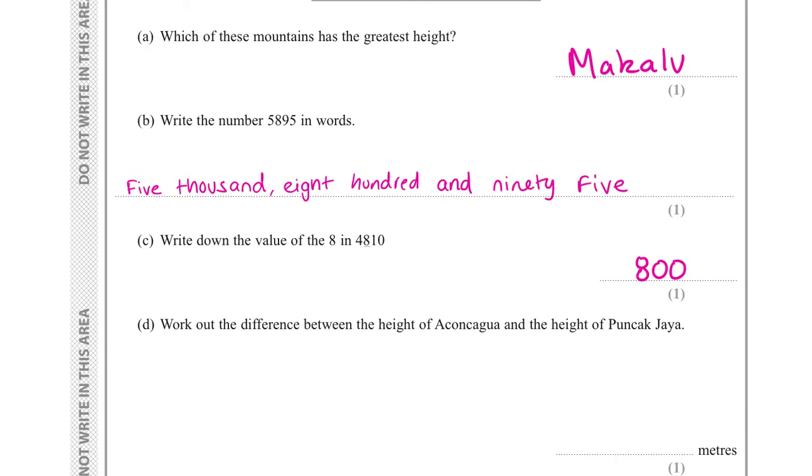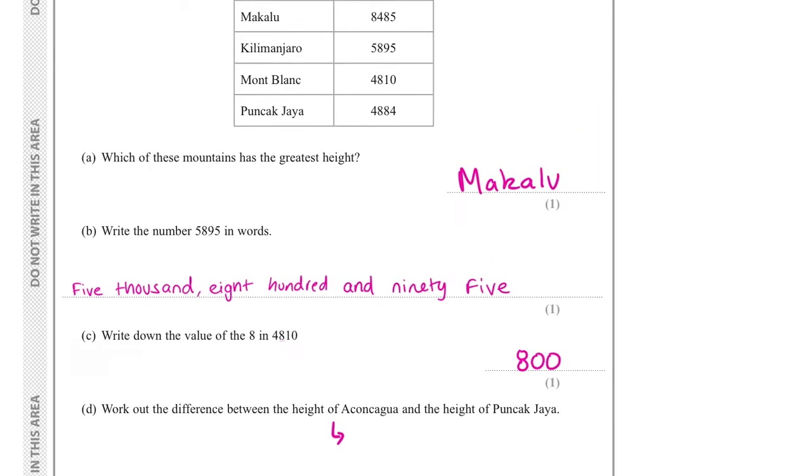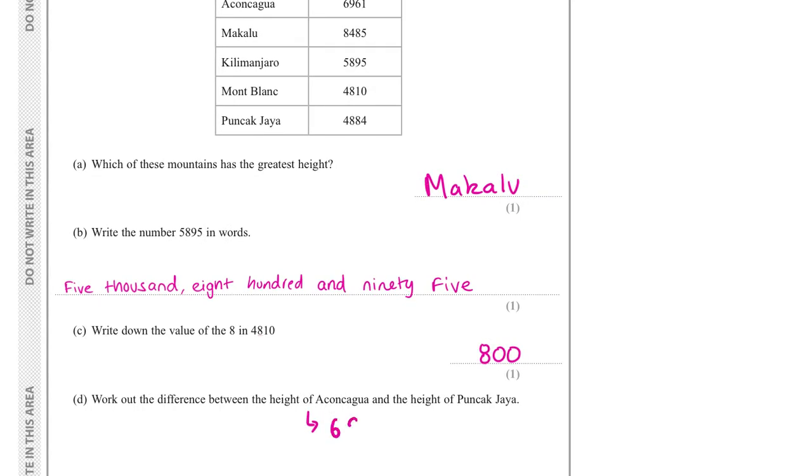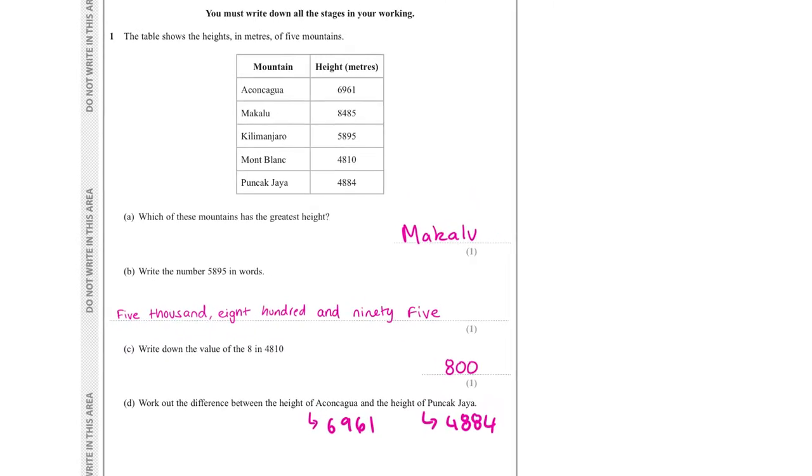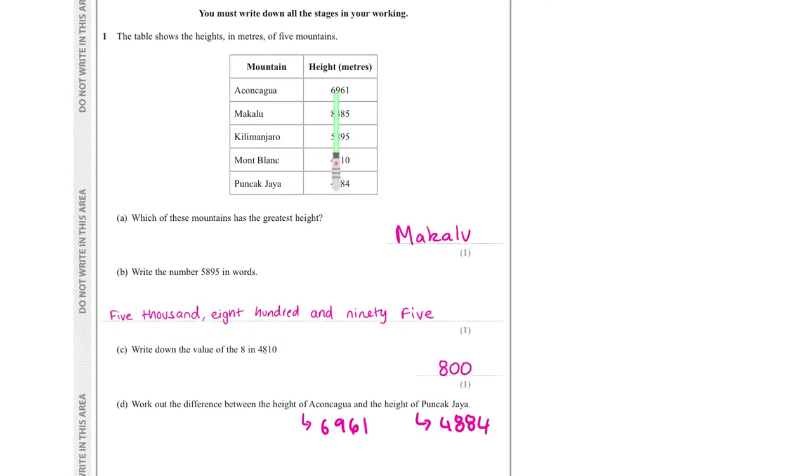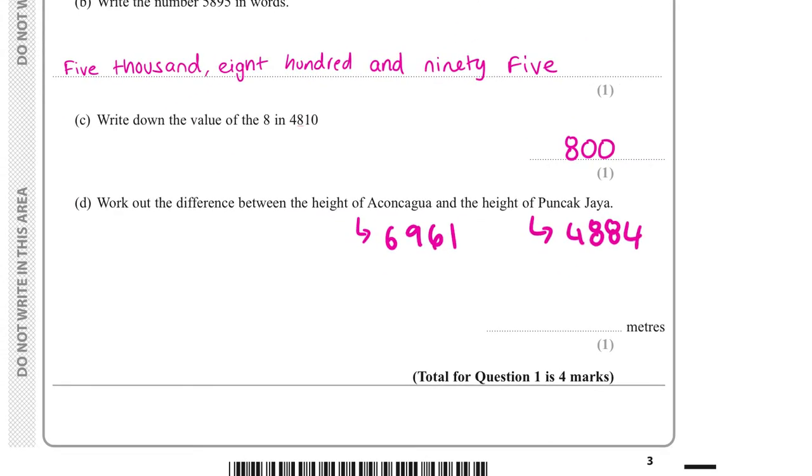Part D, it says work out the difference between the height of Aconcagua and the height of Puncak Jaya. So first thing, let's go back to the table. What is the height of Aconcagua? 6961. What is the height of Puncak Jaya? 4884. And I've done that by looking at here. Aconcagua 6961, Puncak Jaya 4884. So the difference, what is it asking me to do? Subtract them.